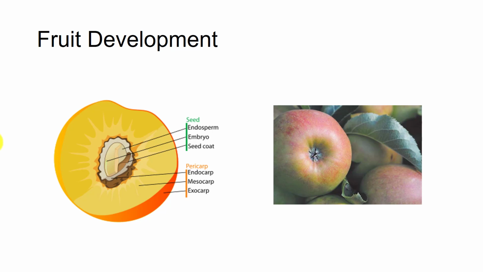Often 3 layers form. The exocarp is the outer layer, the skin or peel. The middle layer is the mesocarp or flesh. The innermost layer is the endocarp, which can be either tough or quite thin. The entire fruit wall is the pericarp.